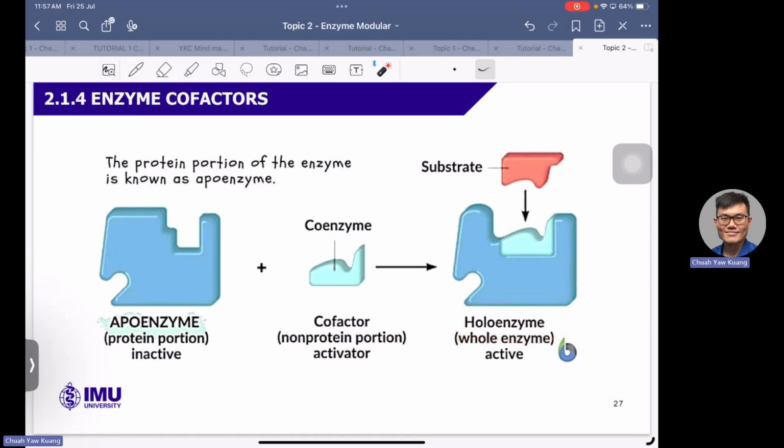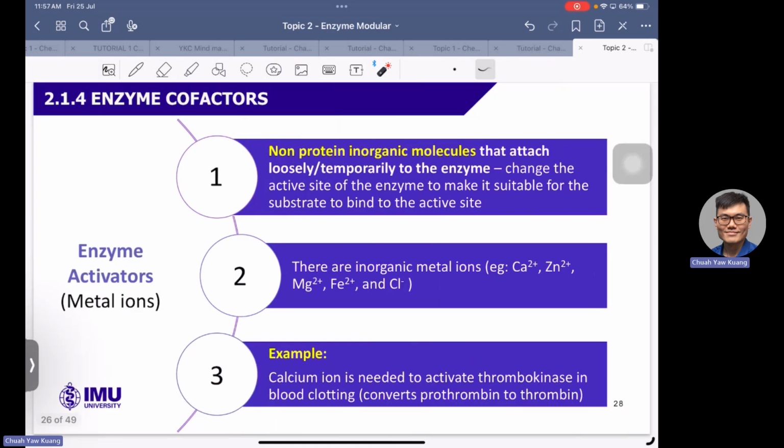There are three types of cofactor. Some will bind temporarily, some will bind permanently, some will bind to the active site, and some will bind to some other site. So this is the key that you need to put down. I have put it down in the mind map, so you can refer to the mind map later. That's the important point that you need to know.